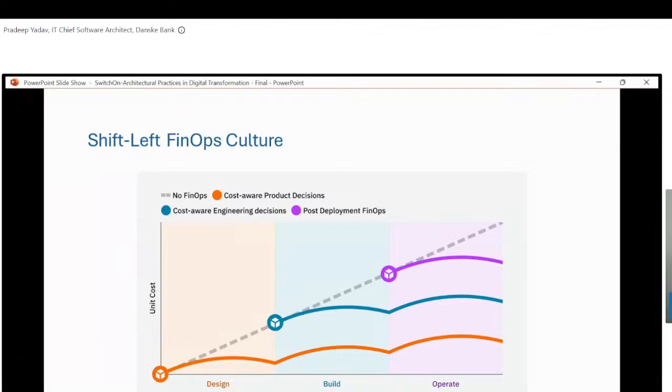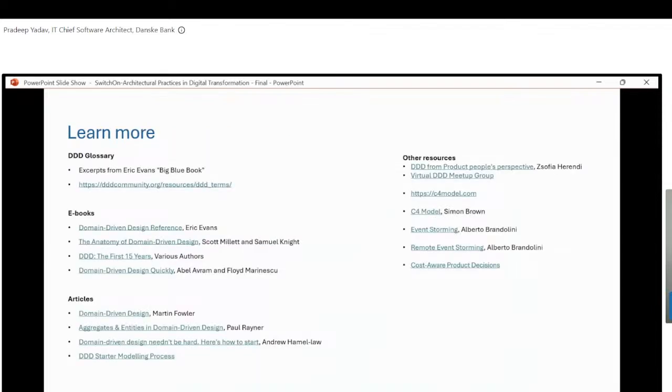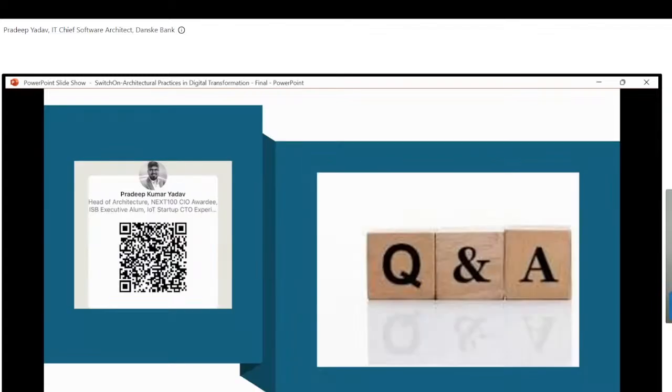And don't miss out, this is a new practice we started, and a lot of traction is there. So shift left FinOps culture, also we are working on to basically make cost aware engineering decisions. So have a look on that. And yeah, a lot of hands-on learning resources I am sharing with you if you are trying out on this.